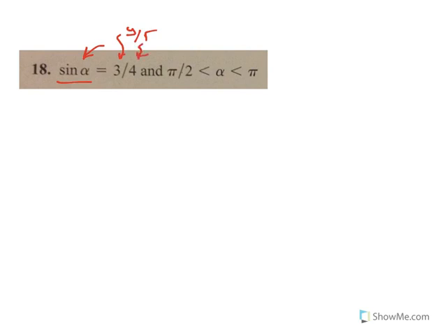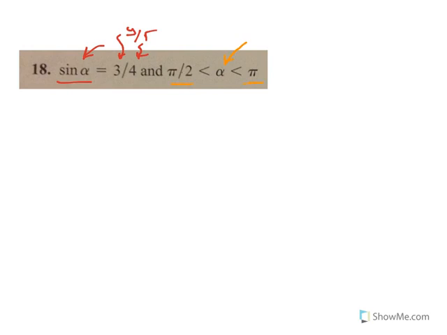4. The other piece of information you're going to need to know is what quadrant you're in. So we know sine can make a positive 3 to 4 sine ratio in either quadrant 1 or quadrant 2. So they're also going to need to tell you which quadrant it's in. So right here, they're saying that angle alpha is going to exist somewhere between pi over 2 and pi.